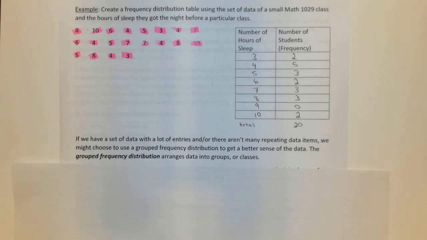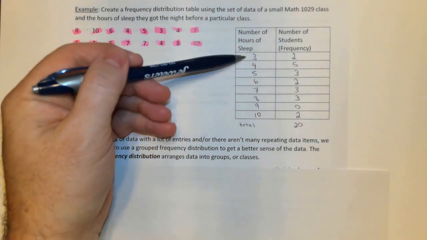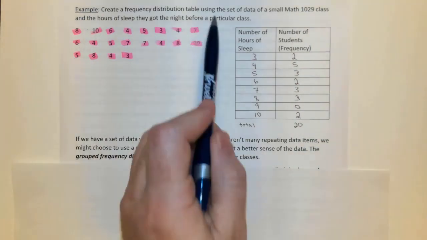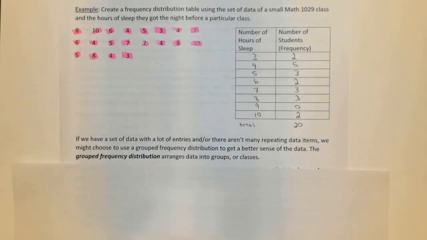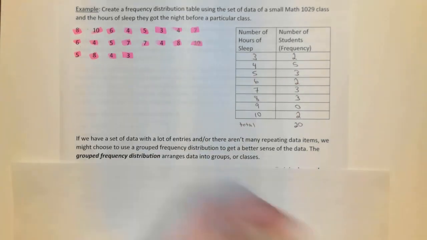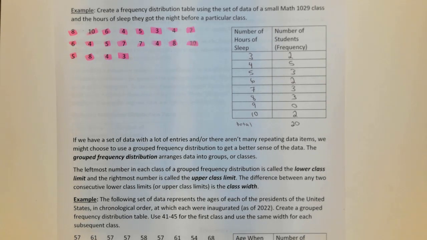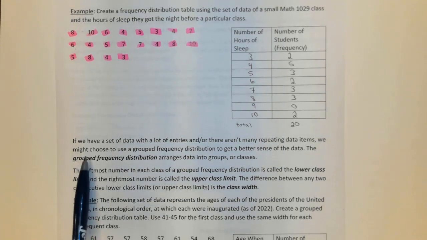Now, I also have to say that sometimes if we have a larger data set, we might not have the space to write every single possible integer, 3, 4, 5, 6. What if it ranged from 3 to 57? I know that doesn't make sense in this example, but what if our data set was like 3 to 57? I don't think I need to do 3, 4, 5, 6, all the way to 57. So we introduce a grouped frequency distribution, and that's basically used when we have a lot of data items, like we will in our next example. If you have a lot of data entries or there's not a lot of repeating items, then you might choose to do a group frequency distribution, and that separates them into classes or groups.